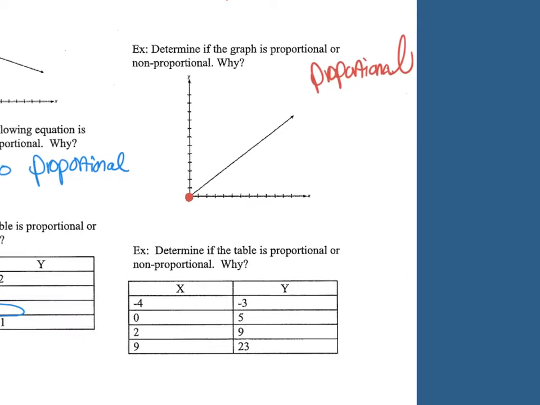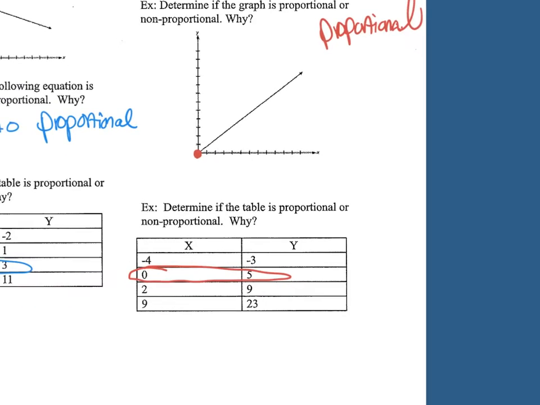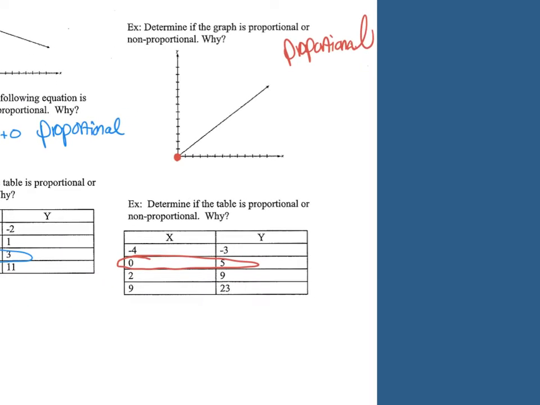The very last one, is this table proportional or non-proportional? Non. I found 0, but the corresponding y value was 5. It wasn't 0, so that makes it non-proportional.